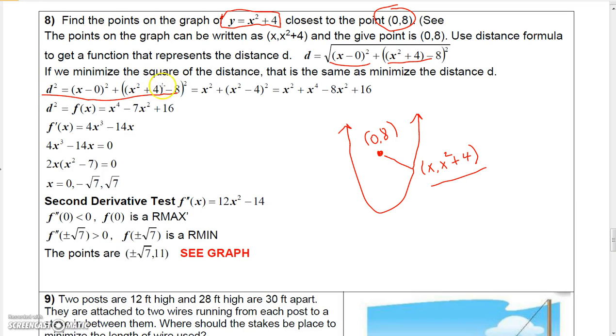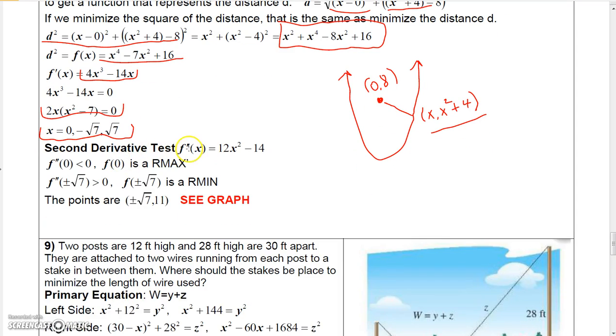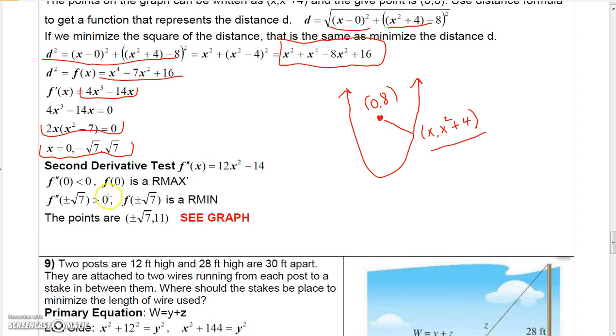Now if I simplify the algebra here, you'll actually get this polynomial, which simplifies to this polynomial. And now if you take the derivative of this polynomial, you get 4x cubed minus 14x. And if you factor that, you get 2x times x squared minus 7. And that actually has 3 critical numbers: 0, minus square root of 7, and plus square root of 7. And if you apply the second derivative test, you can see that at plus or minus square root of 7, you're going to get a minimum for d squared. So that's also going to be a minimum for d.